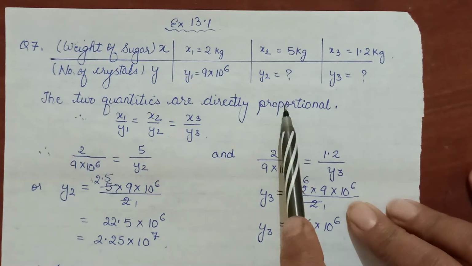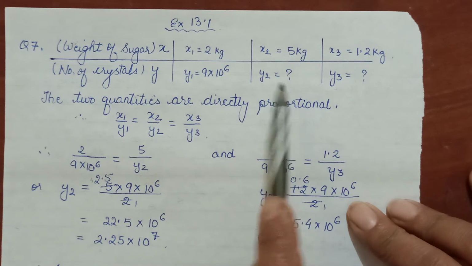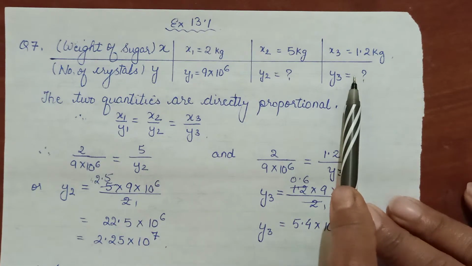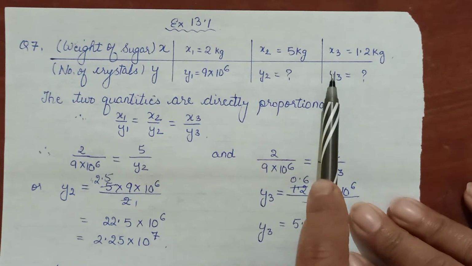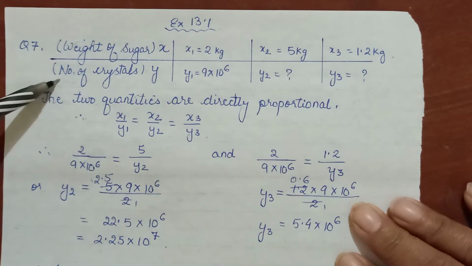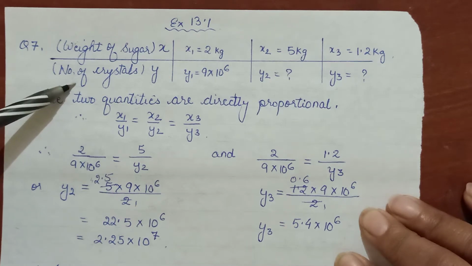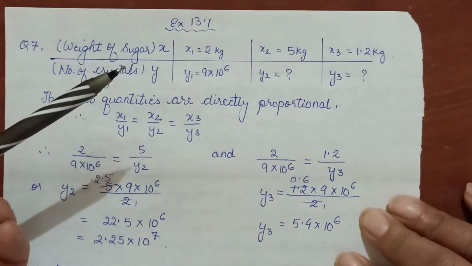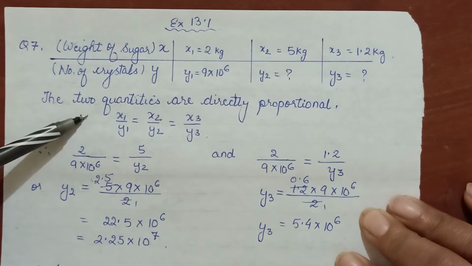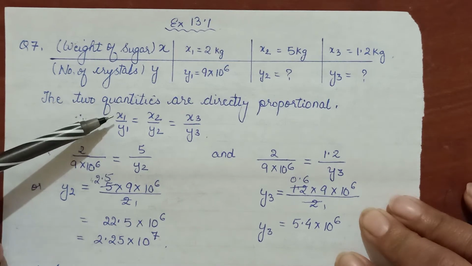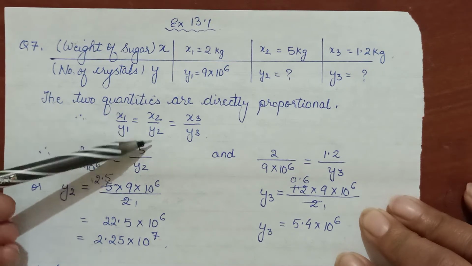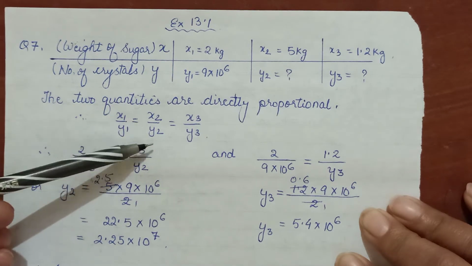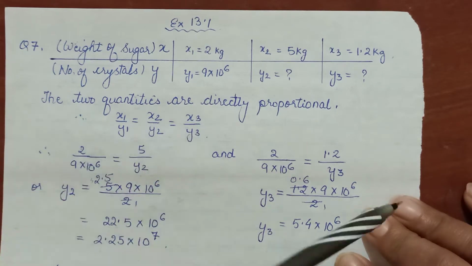Then they are asking, if the weight was 5 kg, what would be the number of crystals, and if it was 1.2 kgs, then what would be the number of crystals. I have merged part 1 and part 2 here because it's the same quantities we are talking about. Obviously these two quantities are in direct proportion. The more the sugar, the more the number of crystals, right? So when we know two things are directly proportional, then the ratio of the variables is always a constant. So x1 upon y1 will be equal to x2 upon y2, x3 upon y3, any number of cases.